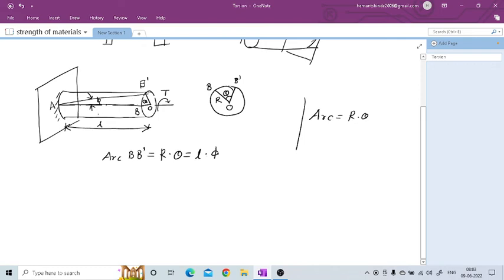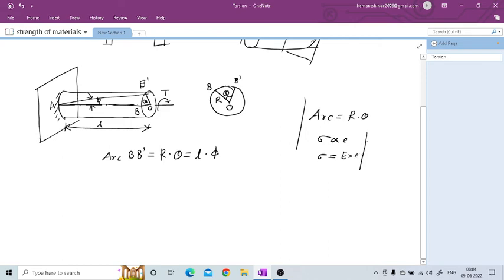But as per Hooke's law, the stress is directly proportional to strain. So here I am going to write stress is directly proportional to strain by Hooke's law. So stress is proportional to strain. So stress is equal to modulus of elasticity into strain.